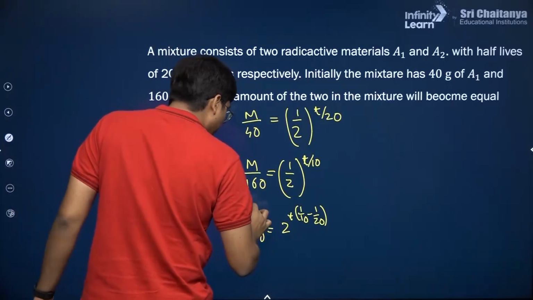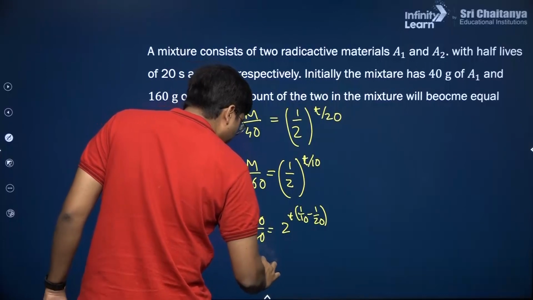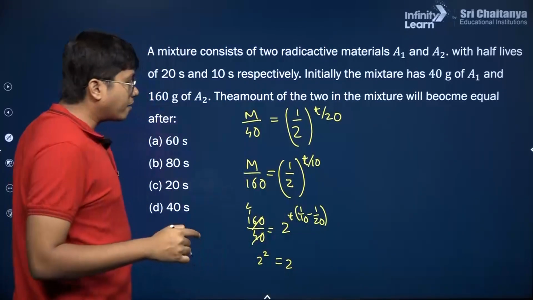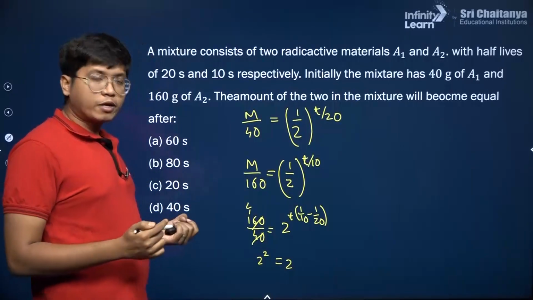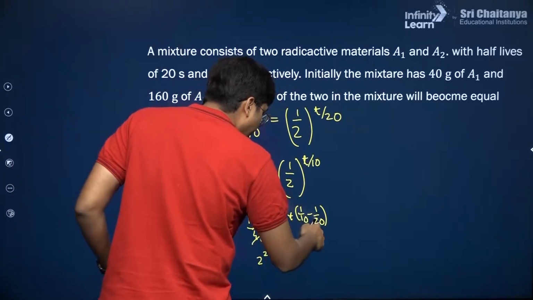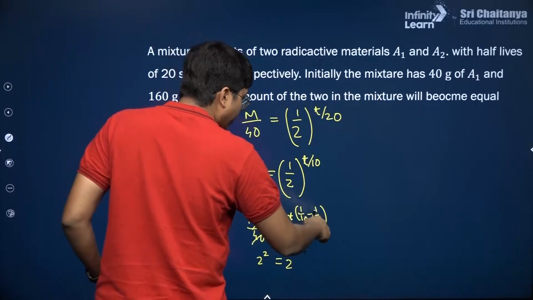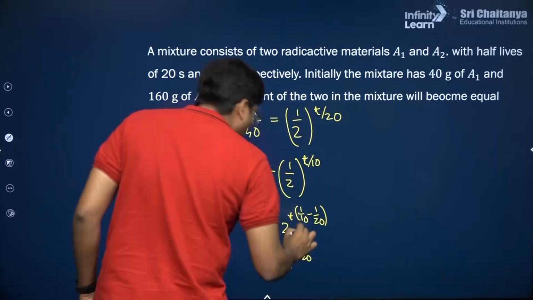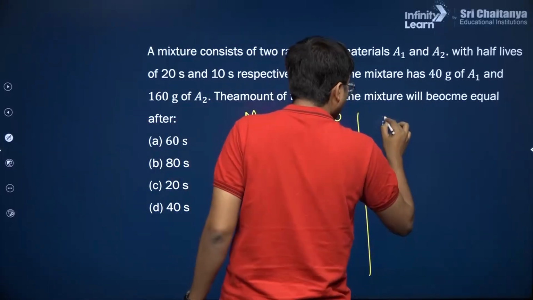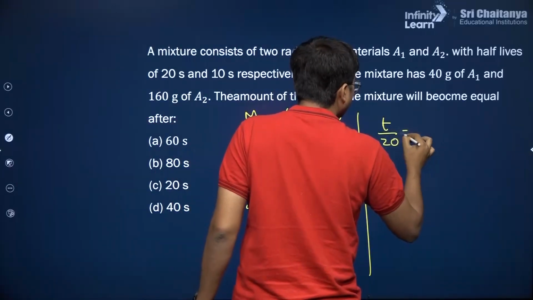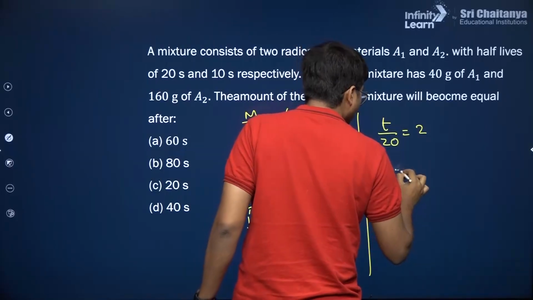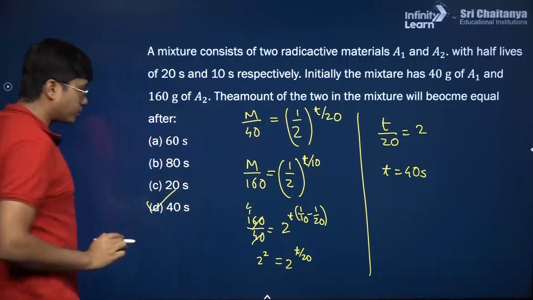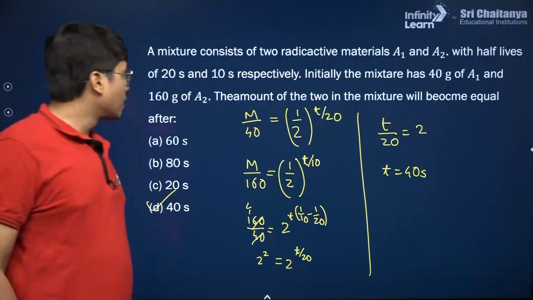Cancel these out so you have 4. So you have 2 square is equal to 2 to the power 1 by 10 minus 1 by 20, which is going to give you 1 by 20 only, right? Because you have 2 minus 1 divided by 20. So t by 20 is equal to 2. So t is equal to 40 seconds. So the correct option is option D, 40 seconds.